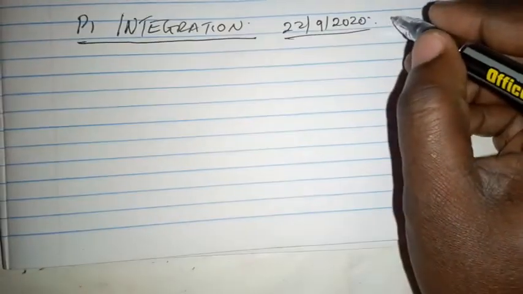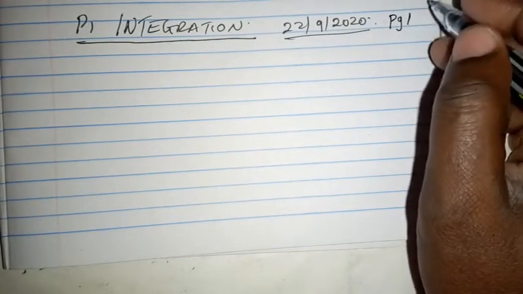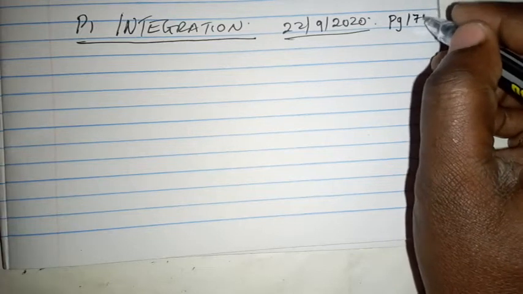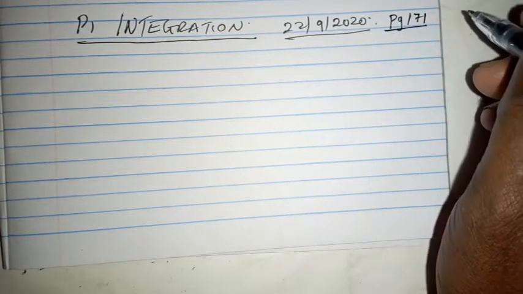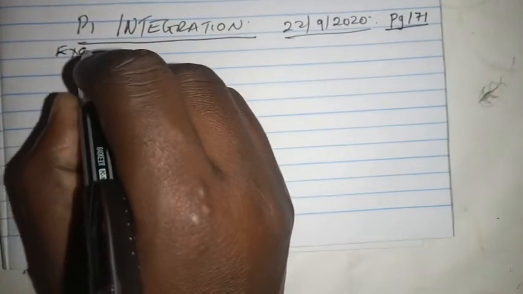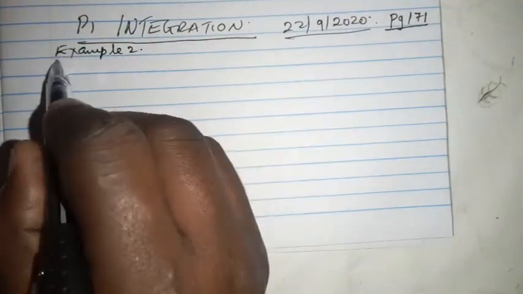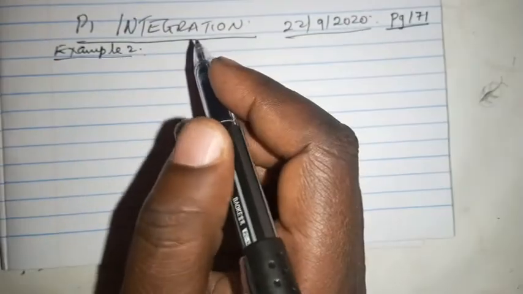In this video, we continue to explain integration, and we are on page P1, page 171. We have just introduced ourselves to the very last topic. And today I want us to look at example 2, and see what we can do.